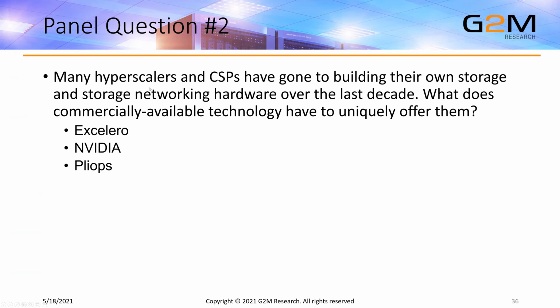And panel question number 2 is, many hyperscalers and CSPs have gone to building their own storage and storage networking hardware over the last decade. What does commercially available technology have to uniquely offer them? We'll start out with Kirill, then go to Rob and finish up with Steve.